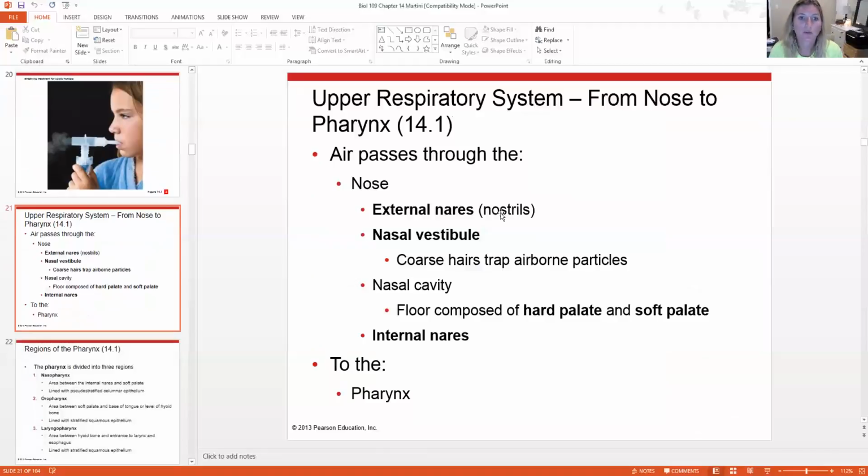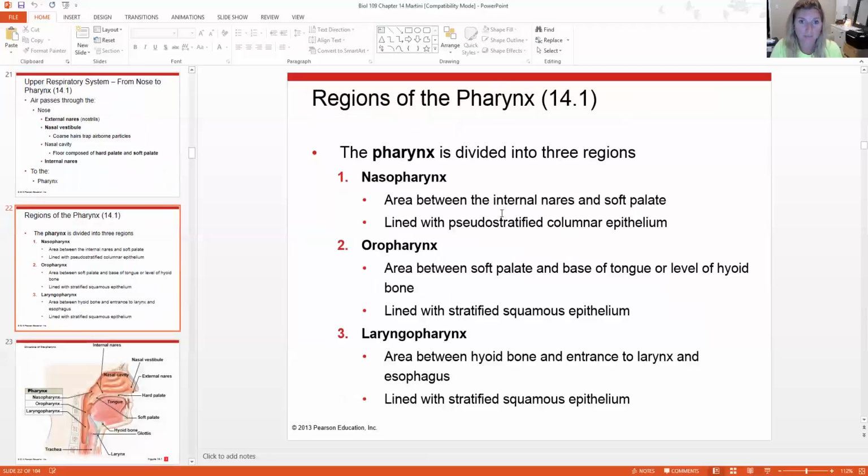So air passes through the nose. We call them the external nares, which are our nostrils. Then it goes into the nasal vestibule, which is where you have your little nose hairs trapping any airborne particles. The nasal cavity is further up, made of the hard and soft palate, and the internal nares. And then it goes to the pharynx.